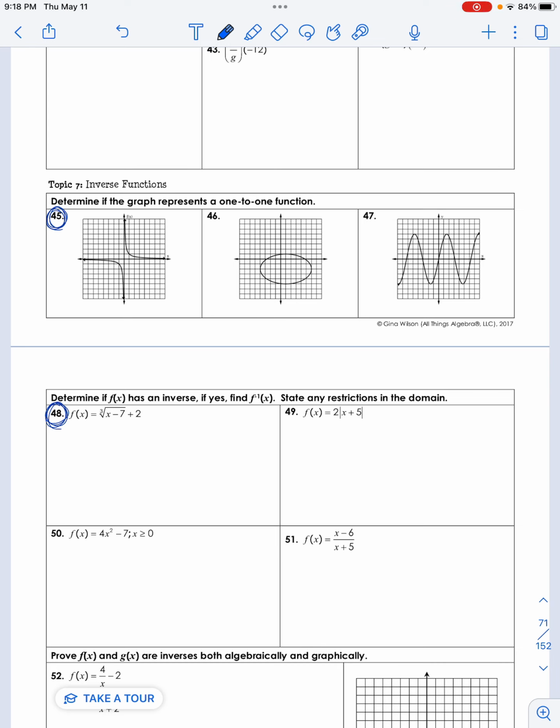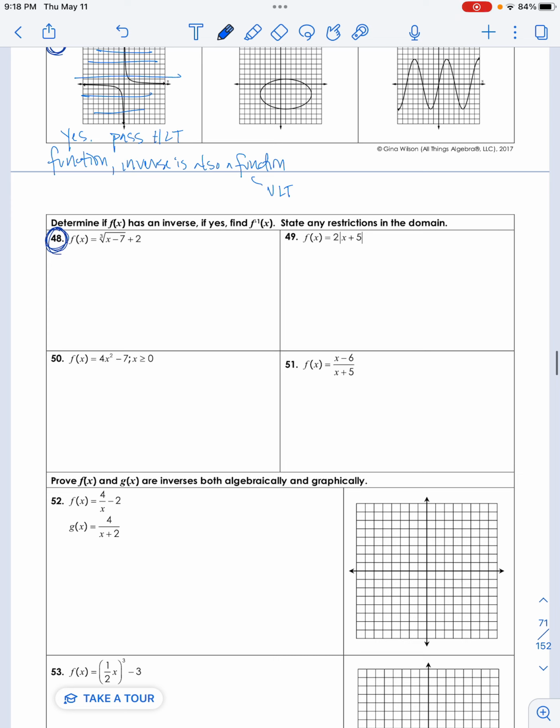In 45, I'm asking if this is a one-to-one function. That's asking, does it pass the horizontal line test? That means, can I draw a horizontal line anywhere through this function and have it only touch once? If the answer is yes, it passes the horizontal line test. It means that it's a function, and that its inverse is also a function. Of course, if it's a function, it passes the vertical line test. If it passes the horizontal line test, it means its inverse is also a function.